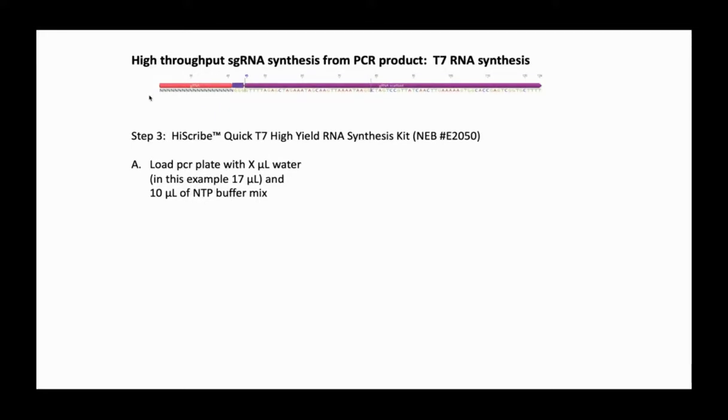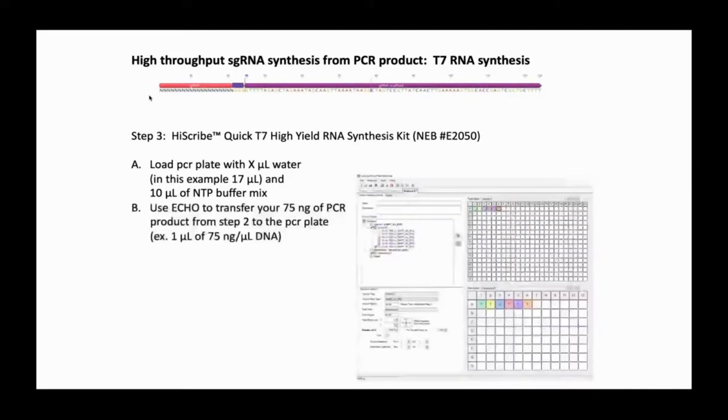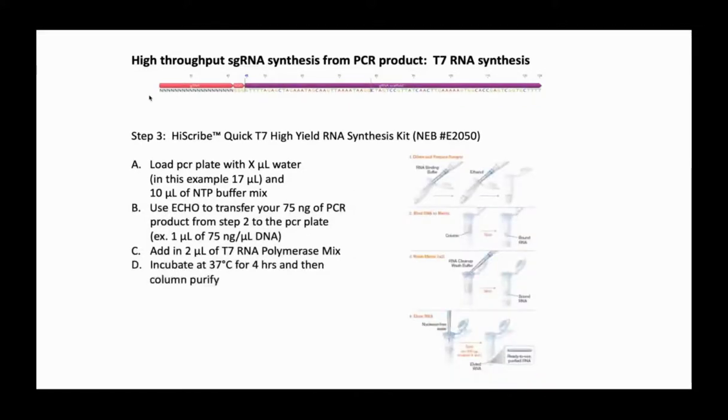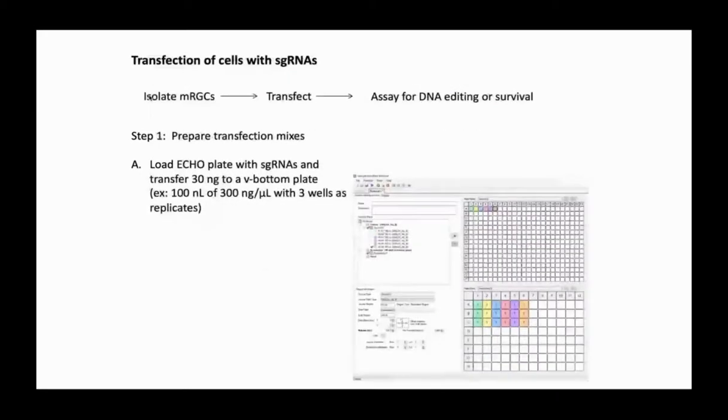We would use the HiScribe Quick T7 high-yield RNA synthesis kit. Again, we would use the echo to transfer the right amount of kit, the right amount of our PCR template that we had just made, and we would do the in vitro transcription. And what that would generate is lots of in vitro transcribed gRNA. We would then purify that in vitro transcribed gRNA and use that for the transfection.